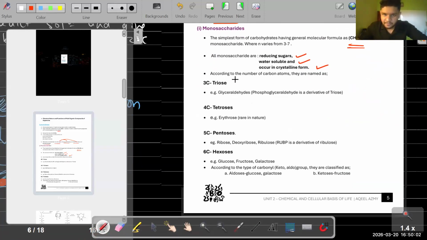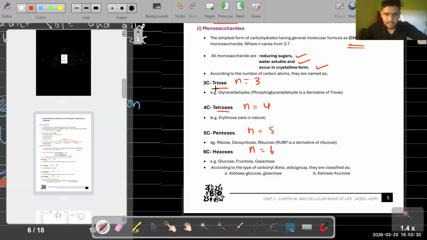Now in (CH2O)n, if the n value is 3, they are called trioses. If the n value is 4, they are called tetroses. If n value is 5, they are called pentoses. If the n value is 6, they are called hexoses. You understand? All sugars that have (CH2O)n, they are called trioses, tetroses, pentoses. This is the thing, right?